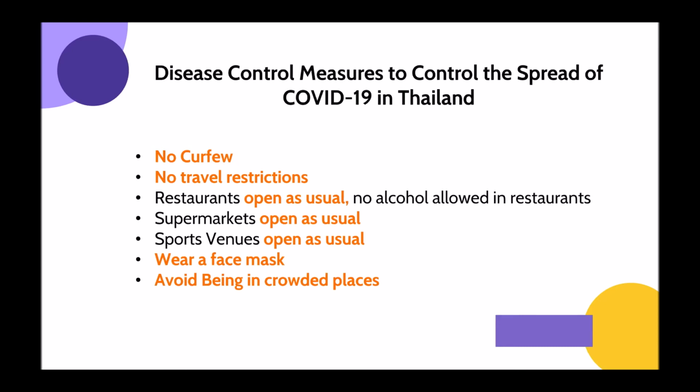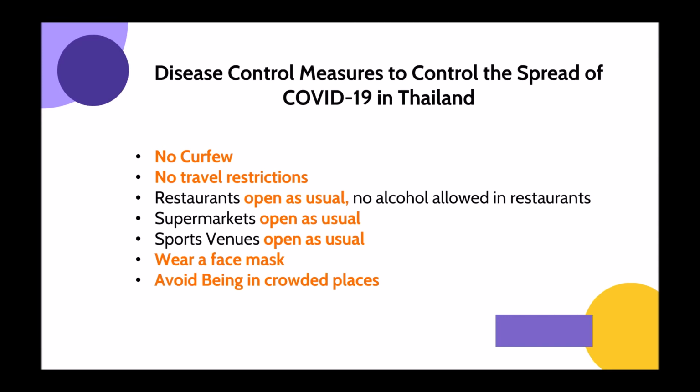No travel restrictions. It means if you would like to travel to other provinces, from Bangkok to Phuket, from Bangkok to Pathum Thani, you can travel and there are no restrictions. And restaurants are open as usual, but alcohol is not allowed to be drunk inside the restaurant. But if you want to drink some beer, some alcoholic drinks, you can still buy from the store, the supermarket.